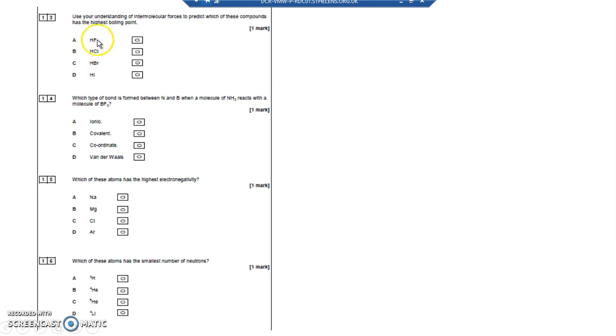HF has got the highest boiling point because it's got large delta plus and delta minus, large polar bonds between the H and the F, and therefore hydrogen bonds between the molecules, because the polar bond, the delta plus and delta minus, is so large because F is very electronegative compared to the H. So if you've got an H bonded to an F, an N or an O, you've got hydrogen bonding. The answer is A.